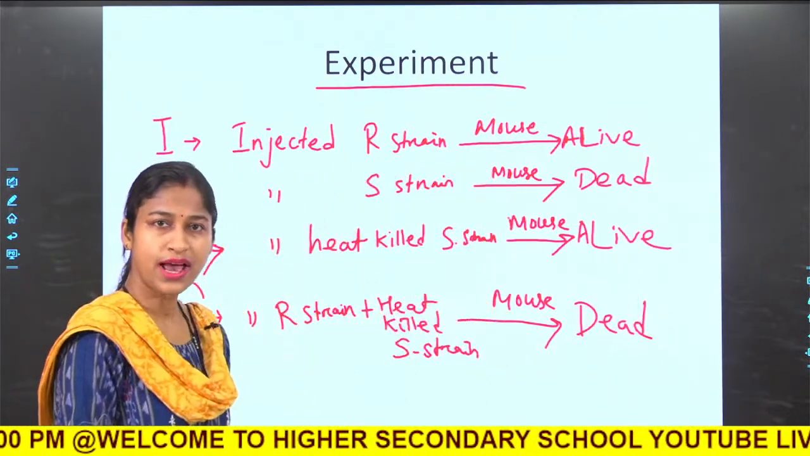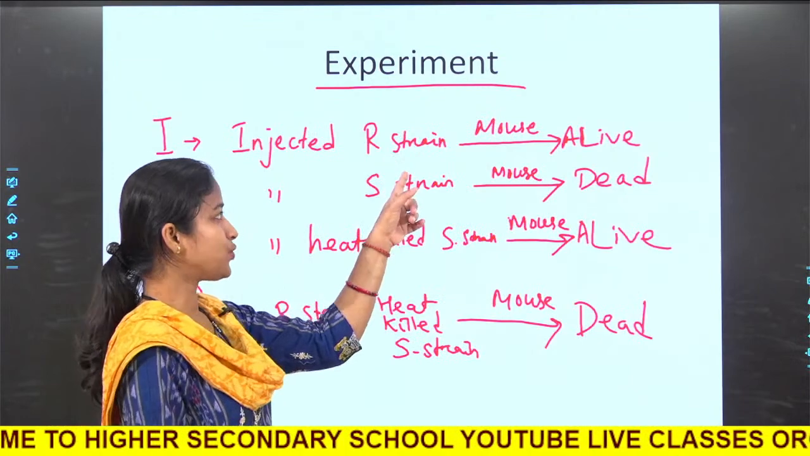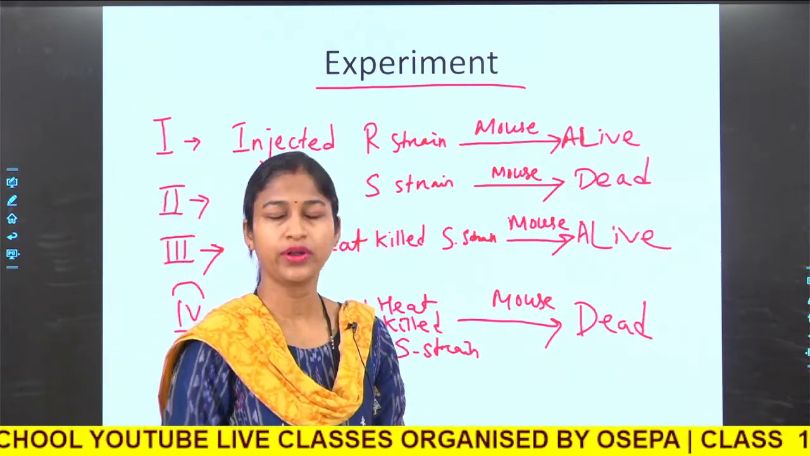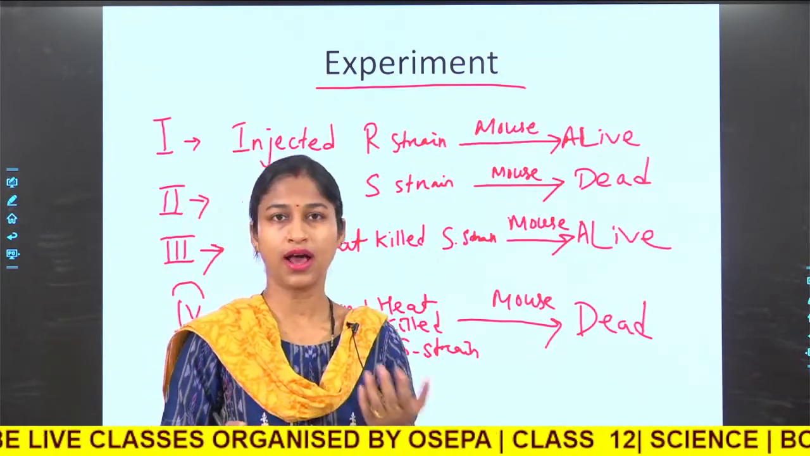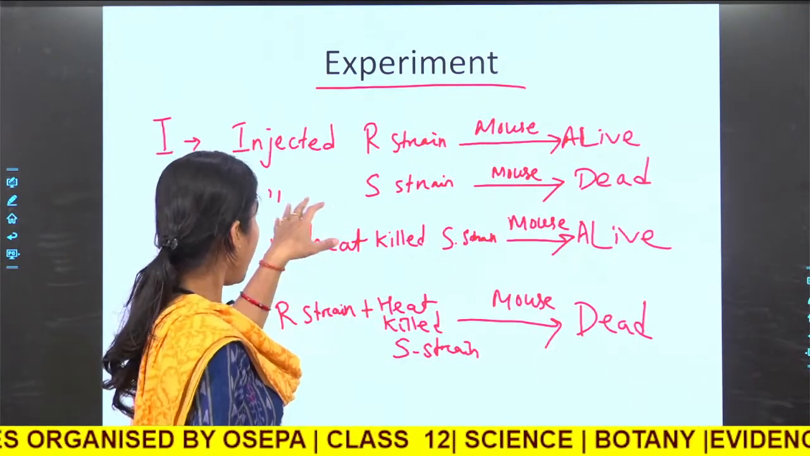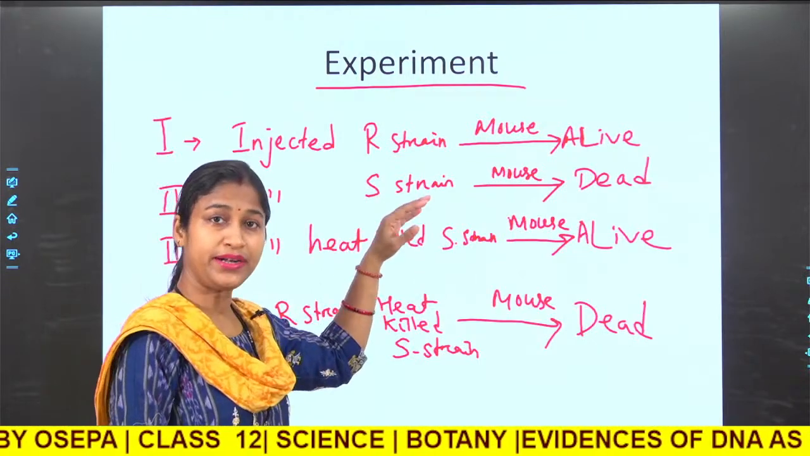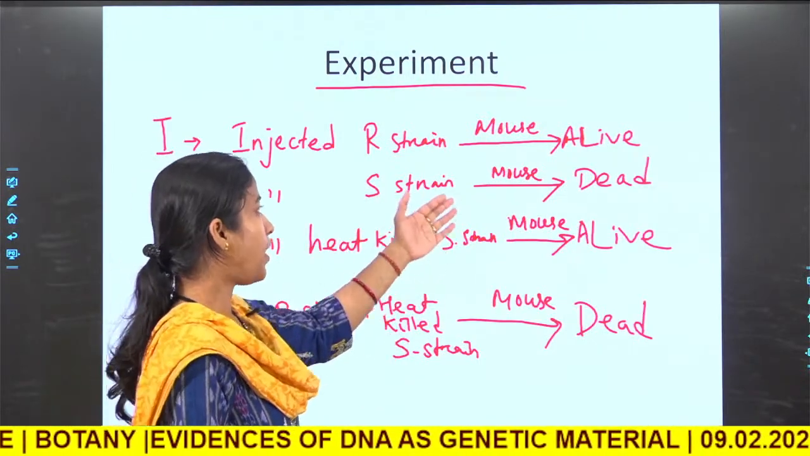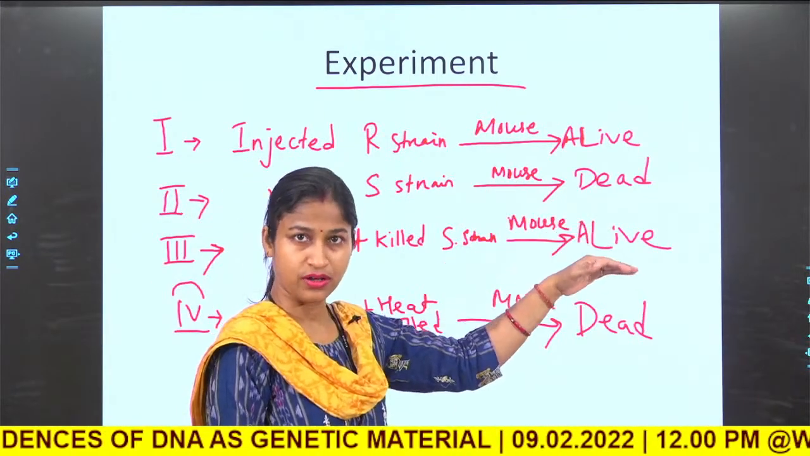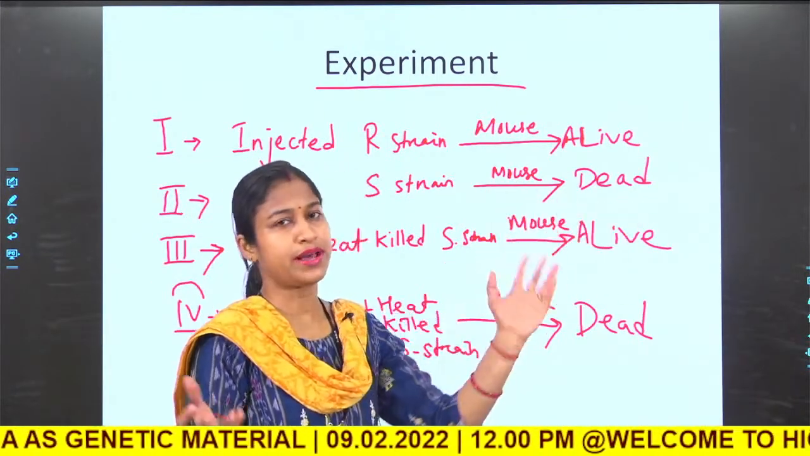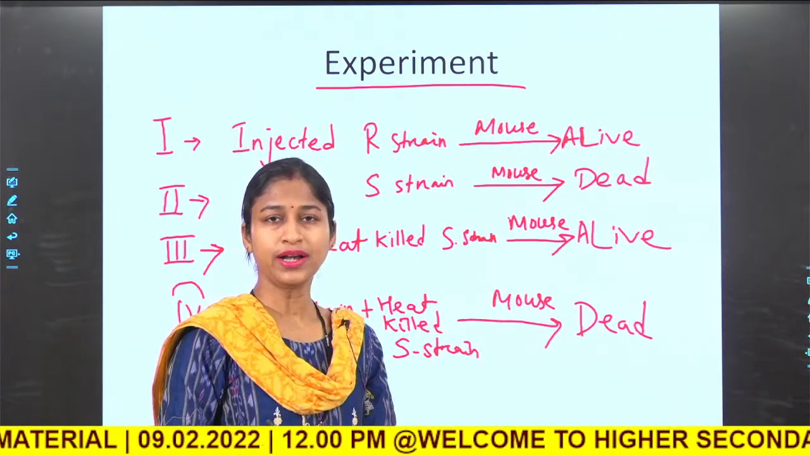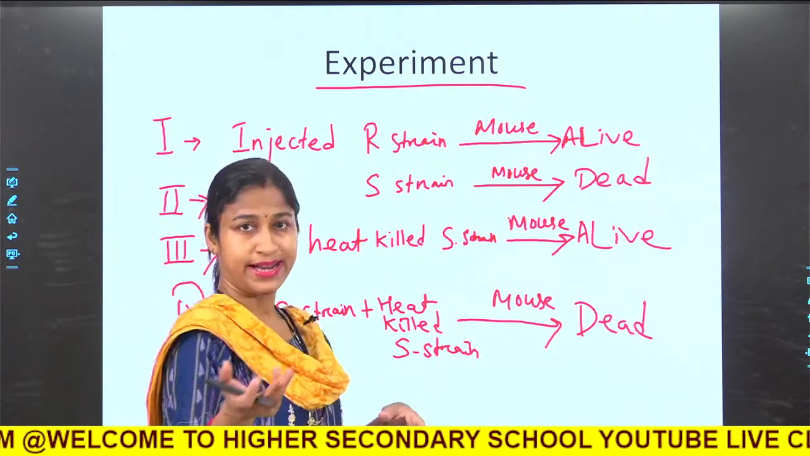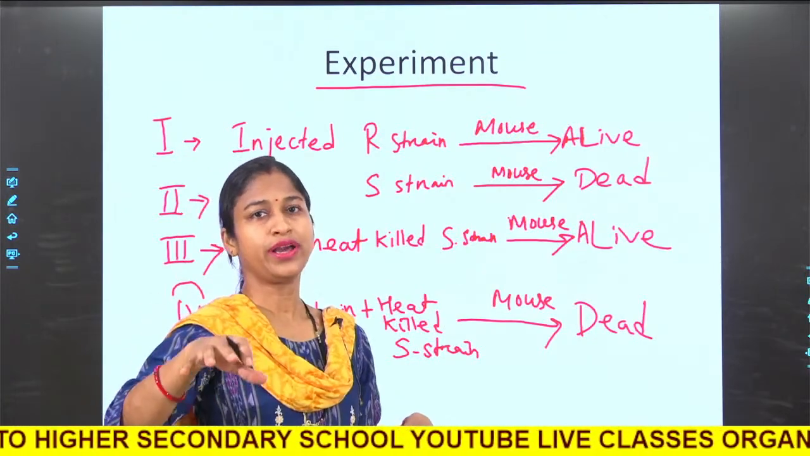So how does it happen? As the R strain cannot cause virulence, it cannot cause pneumonia, so the mouse are all alive. The S strain has the capability of causing virulence and hence pneumonia, so all the mouse are dead because they are infected by the S strain. Finally they are all dead because of the pneumonia disease.